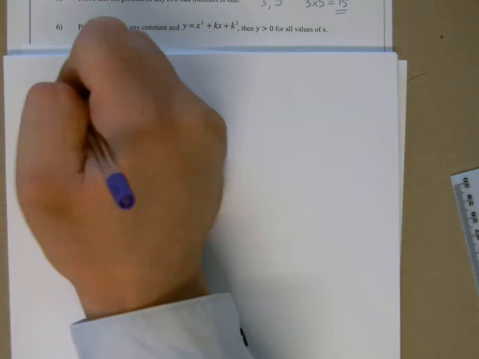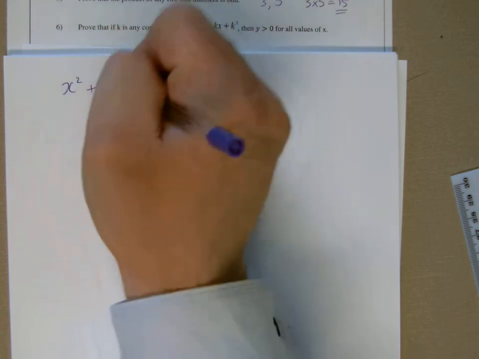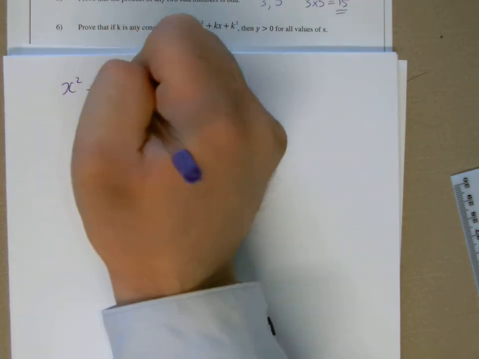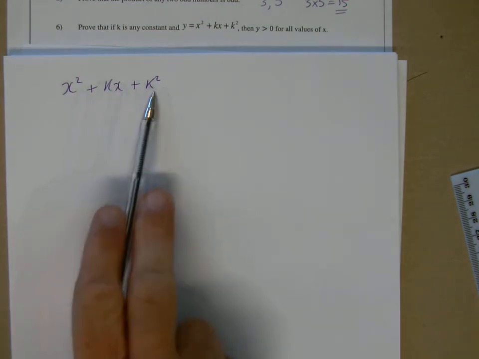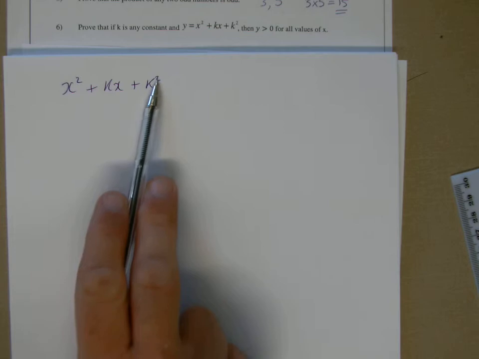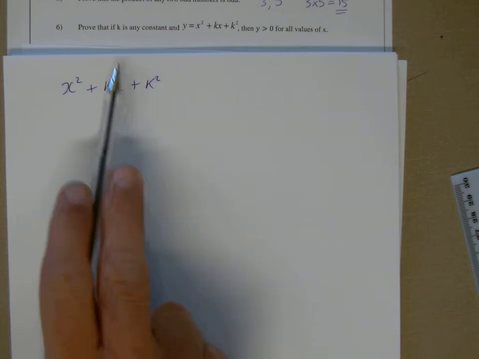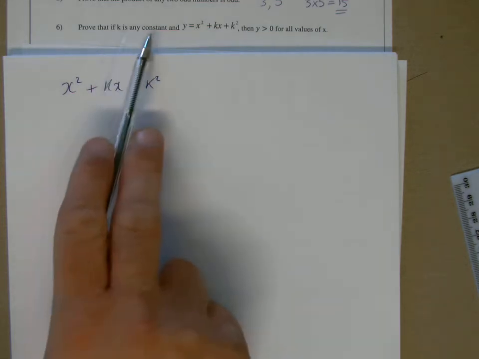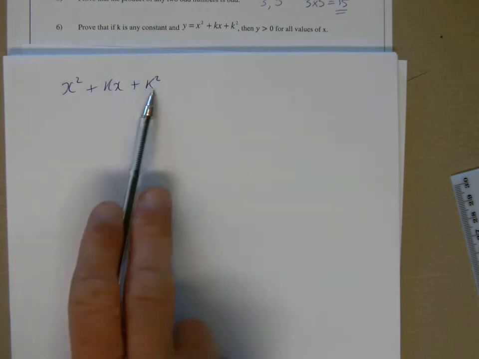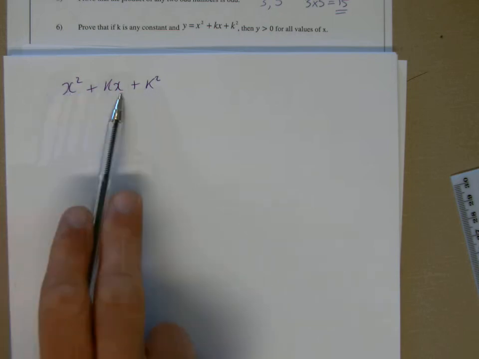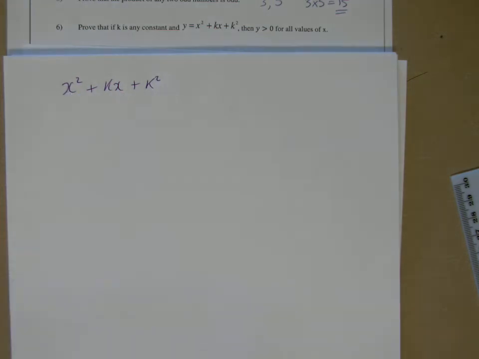Now, you need to remember that this is a quadratic. It's in quadratic form, because you've got an x squared term, you've got an x term, and you've got a constant. Don't worry about the fact that it's k squared. That doesn't matter. The fact is, k is a constant, and being squared doesn't make any difference. It's still a constant. So you've got an x squared plus an x term plus a constant, and that is a quadratic.